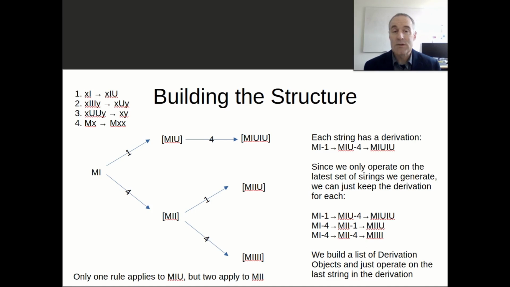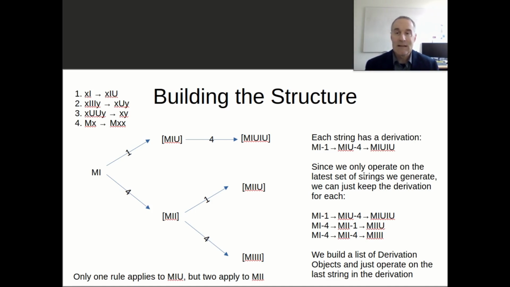Now we've got two strings that we can cycle through, checking to see which rules apply. For MIU, only rule 4 applies, so we get MIU-IU. And then for MII, we have two different rules that can apply, one to yield MIIU and the other to yield MIII. Each one of these three results now, again, has a derivation. The first one is from MI, then applying rule 1 to MIU, applying rule 4 to get MIU-IU.